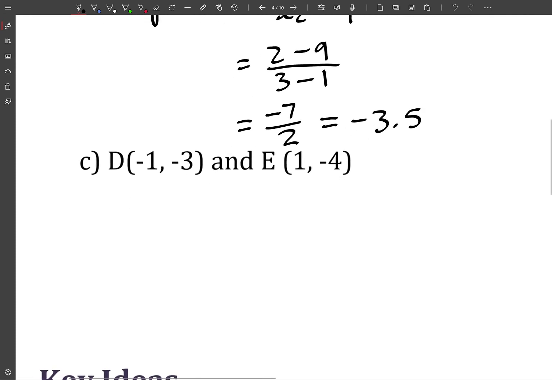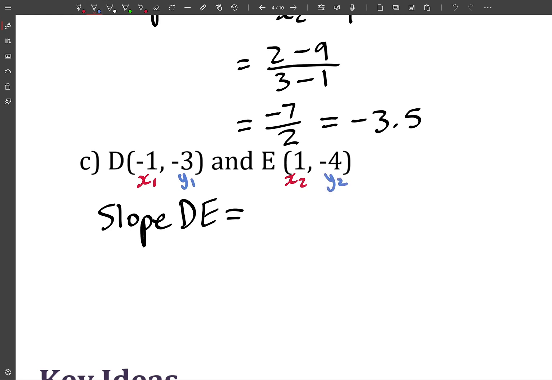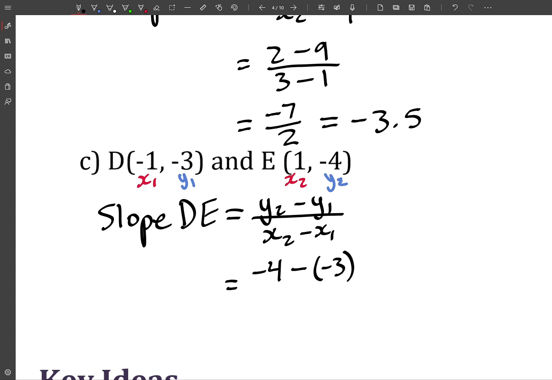All right, last one. So we have slope of DE. So again, I do my labels. We have x1 and x2. We have y1 and y2. So what we're left with then is that we got to find slope of y2 minus y1 over x2 minus x1, which is going to be negative 4 minus a y1 of negative 3. x2 is 1 minus x1 of negative 1.